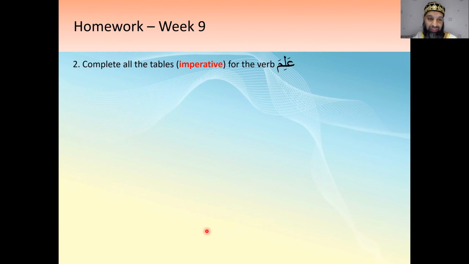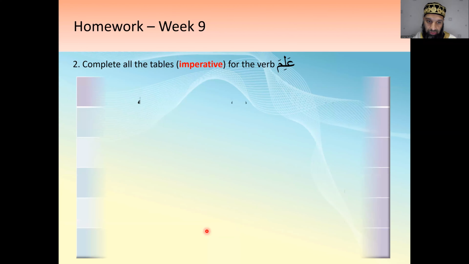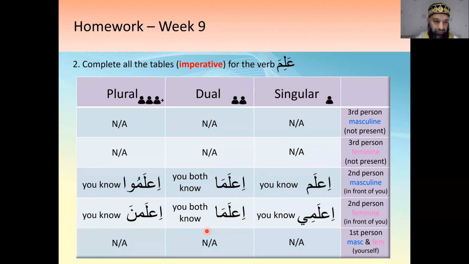And I was a bit cruel, I think, doing this. Complete all the tables for the imperative, the fi'l amr, the command form. Do the command form for all the applicable verbs. So the first thing we notice is there's no command form for third person.